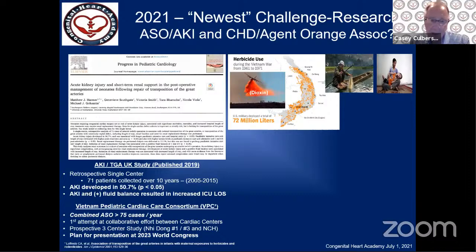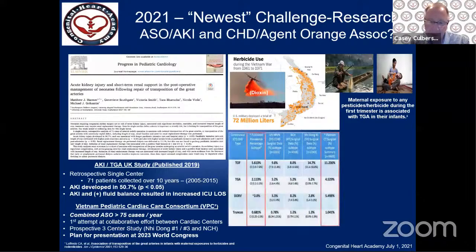One of the interesting things I found when I was preparing a lecture for the Vietnamese was an article that said maternal exposure to any pesticides or herbicides during the first trimester is associated with TGA in their infants. Well, as I said before during this presentation, the amount of conal truncal abnormalities I've seen in Vietnam is out of proportion to anything I've seen in the world. So I asked my Vietnamese colleagues to send me their conal truncal abnormality data.